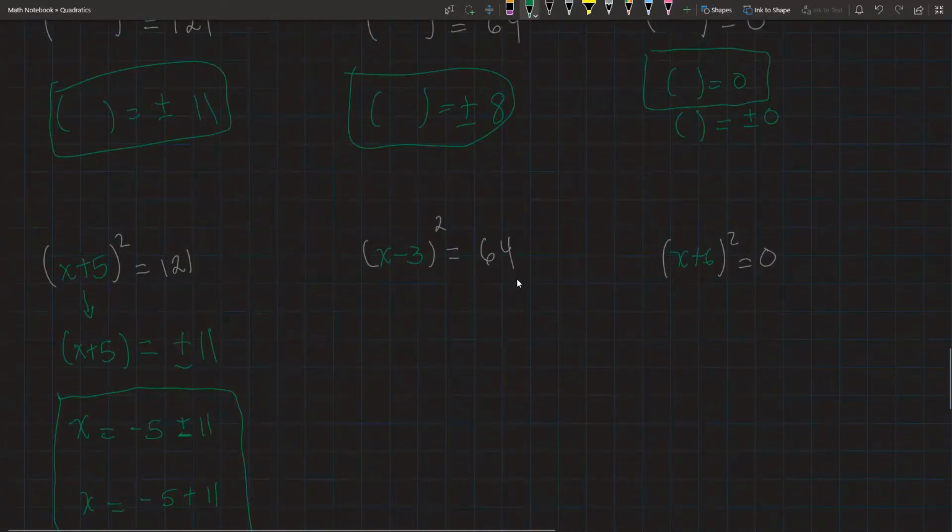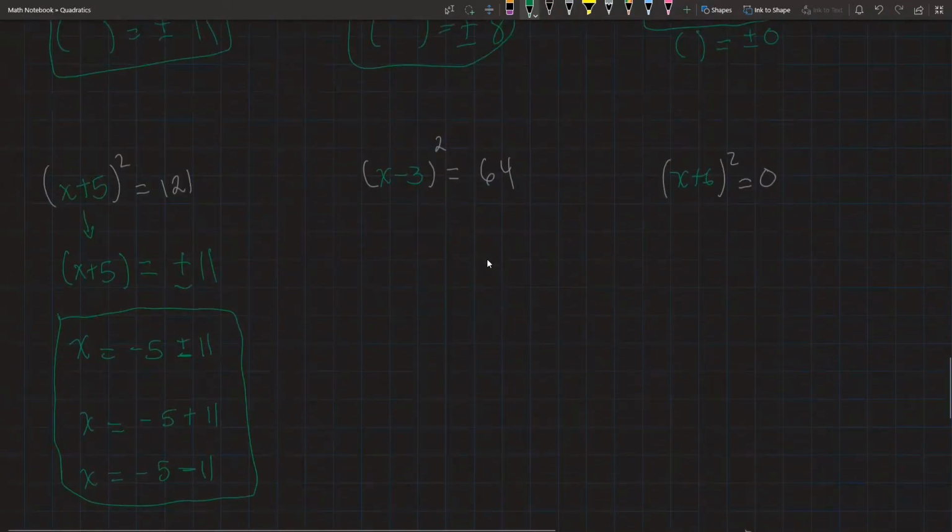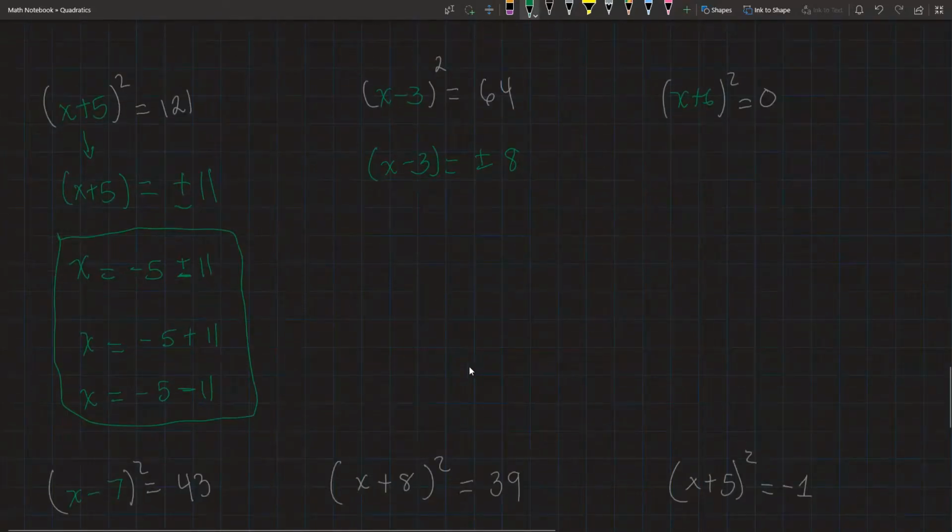All right, so same thing here. I want you to think of something squared equals 64. But how many numbers can we square to get a 64? We have 2, positive and negative 8. And the something inside is x minus 3. So that gives us one further step to undo this negative 3. How do we undo subtracting 3?